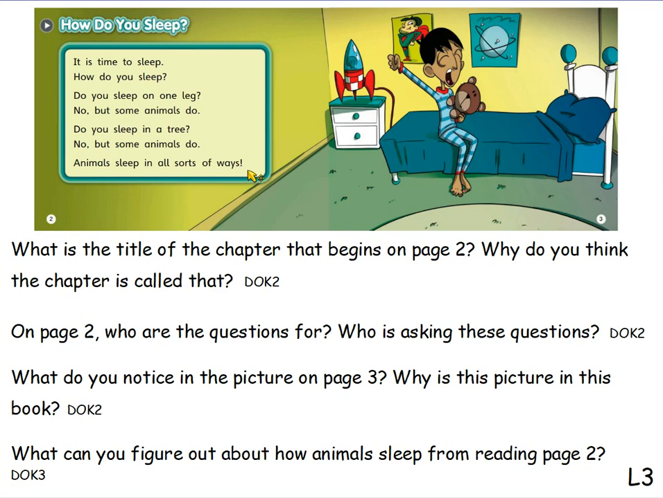So from what I just read, friends, what do you think that we can learn about how animals sleep? I'll wait while you write your answer. Remember, you can always pause the video to write your answers down.